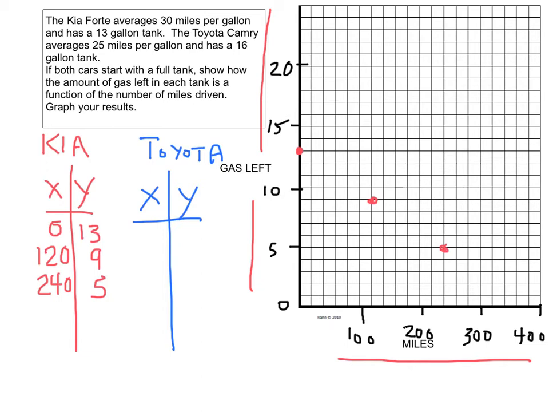See that? See how I'm being clever about which values of X I use? I want to use something that's going to be easy for me to graph. And let's stick with it. Let's go another 120 miles. That would be a total of 360 miles.